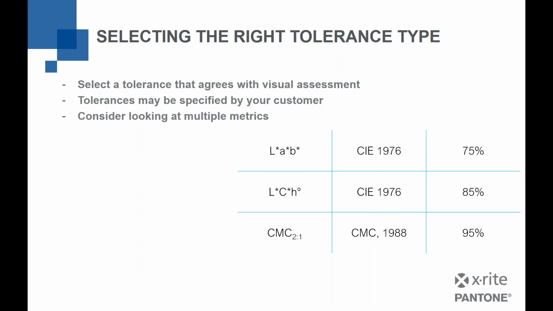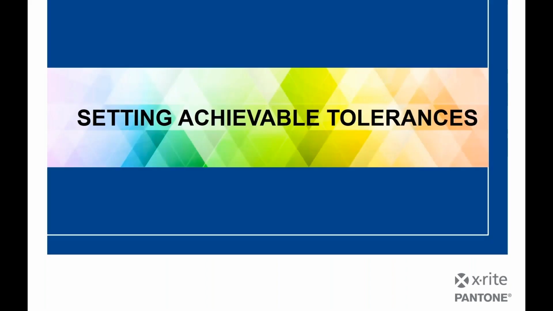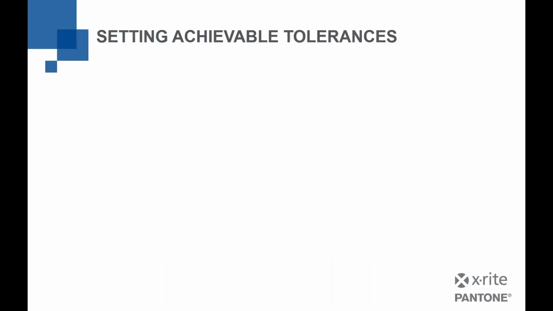And then lastly, consider looking at multiple metrics. Just because you're tolerancing with one of these doesn't mean you can't look at all of them. And we will also review how we would do that and use that to help us in achieving good color. So let's move on to the meat of this thing, setting achievable tolerances.